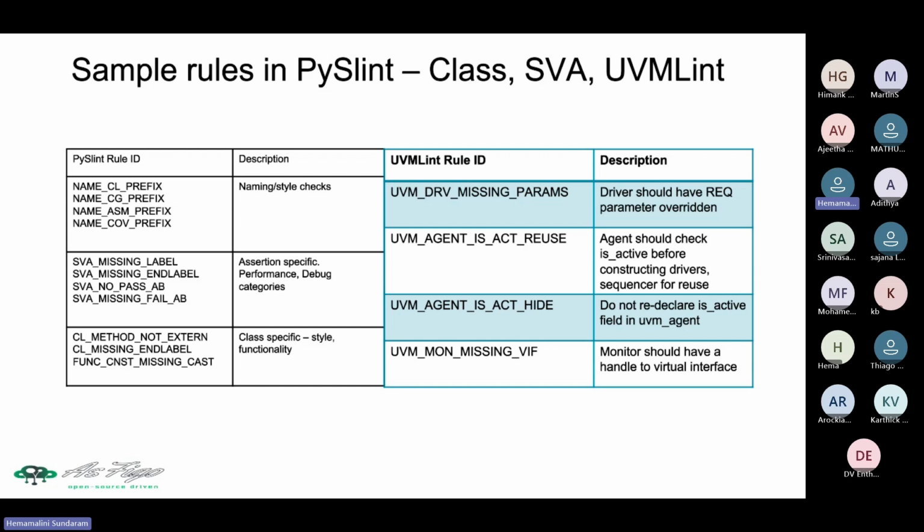And one of the last in this list would be the class specific style functionality, where you have class method not extern, missing end label, and function constraint missing cast. So this is with regard to the UVM monitor. Missing VIF: monitor should have a handle to the virtual interface.